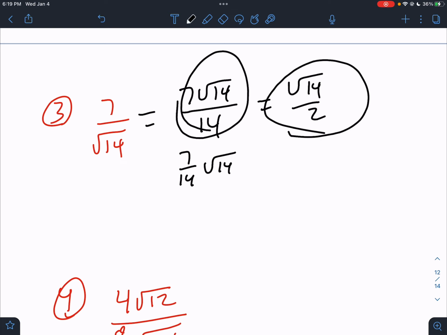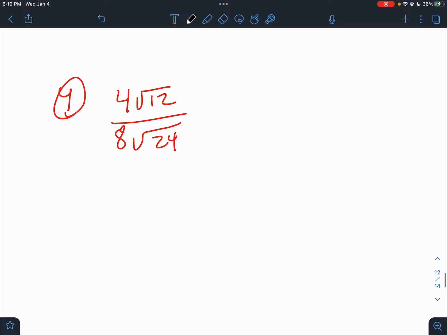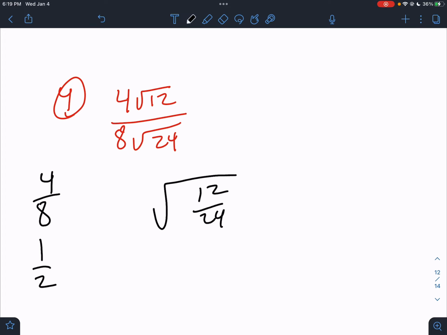If you stop here, you're going to be wrong. It's not fully simplified. You need to make it all the way to this to be fully simplified. Here, I'm going to reduce first. I'm thinking this is the fraction 4/8 and the square root of 12/24. These are the same thing. What do those become? This becomes 1/2. This becomes the square root of 1/2. I don't write this out every time, but this is how you're thinking about it.